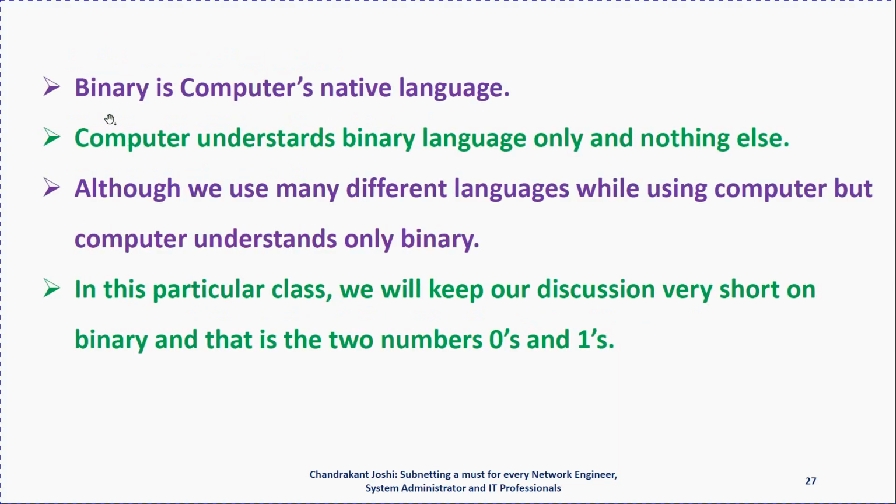Let us come back to binary. Binary is computer's native language. Computer understands only binary. Although we use many different languages while using computer, computer understands only binary because in this system we have got something called interpreters and compilers, and those are the ones who do this translation of high level languages into low level languages. Low level language means the binary or the computer's native language. In this particular video, we will keep our discussion very short on binary.